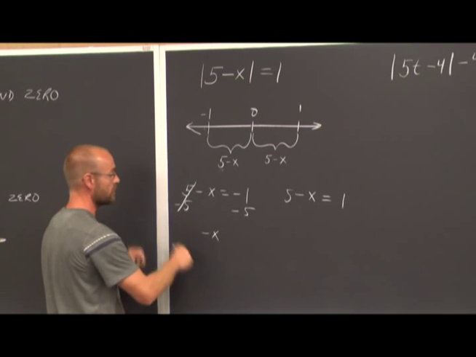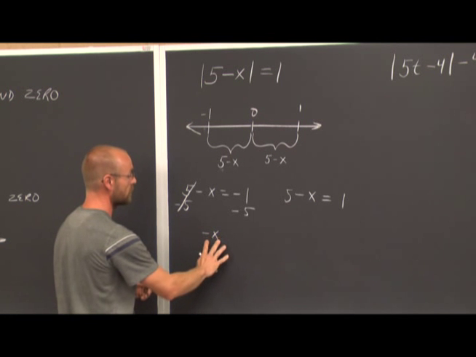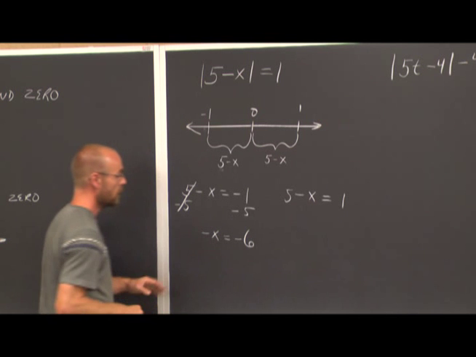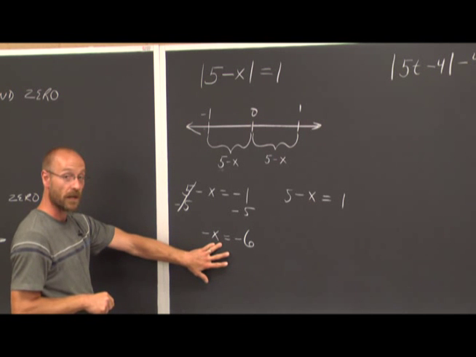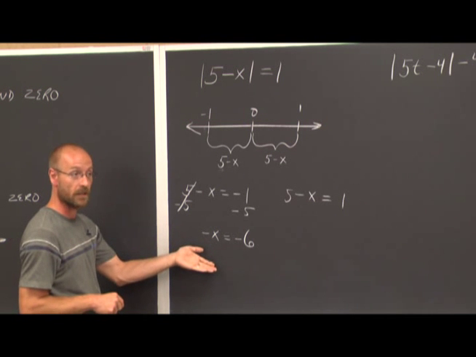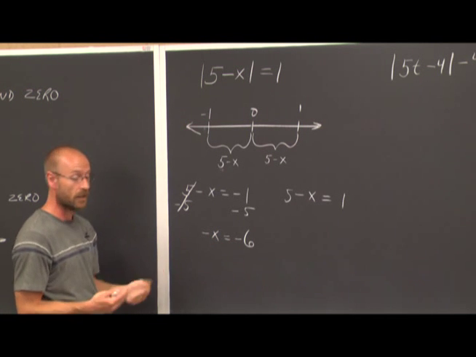5 minus 5, we don't have to deal with that. It's 0. 0 and -x is just -x. -1 and -5 is -6. Now we want to still get x by itself. So we got to change some signs somehow. Well, I can multiply by a -1 to both sides, or I can divide by a -1 to both sides.